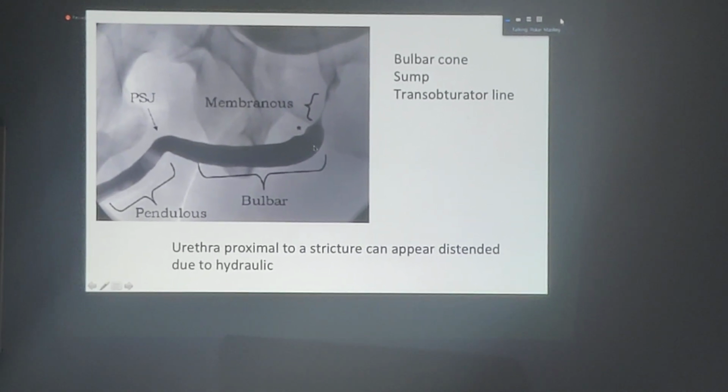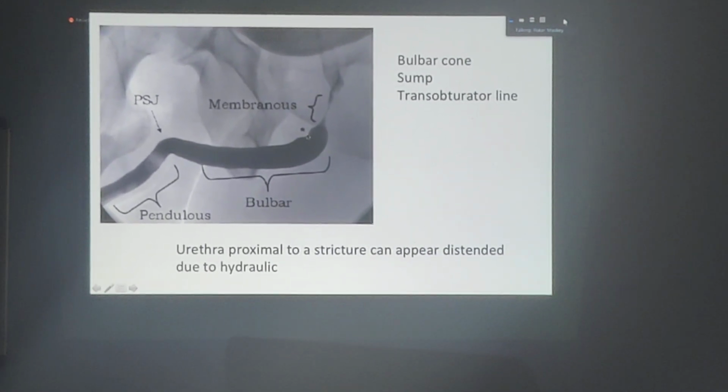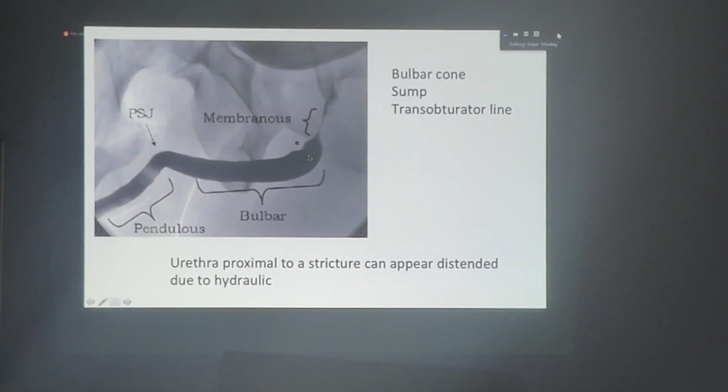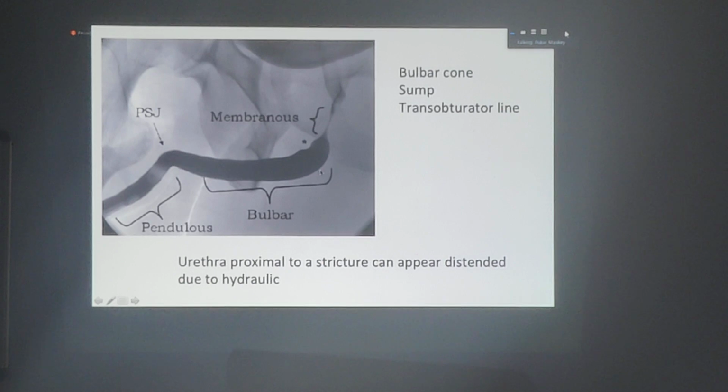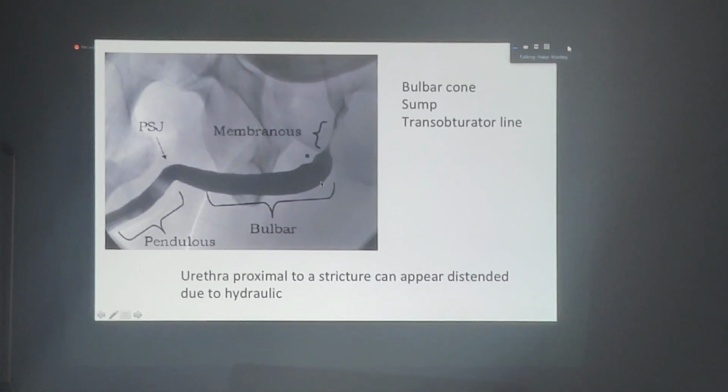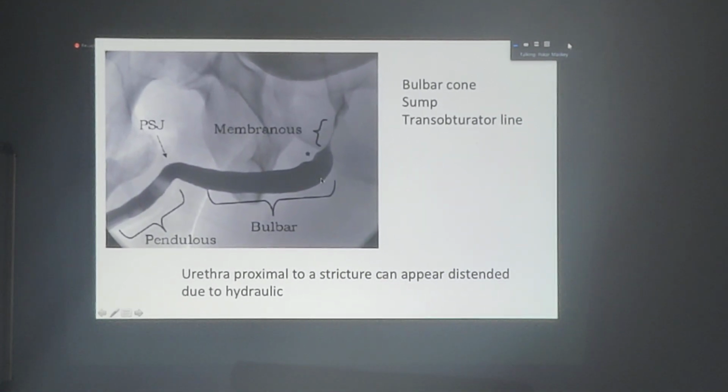That is because of the compressor nodae muscle. That is basically the bulbocavernosus muscle which is constricting this. It's not a stricture. And you have the sump, a wide sump. If you don't have this sump, if you don't notice this sump, likely there is a stricture.